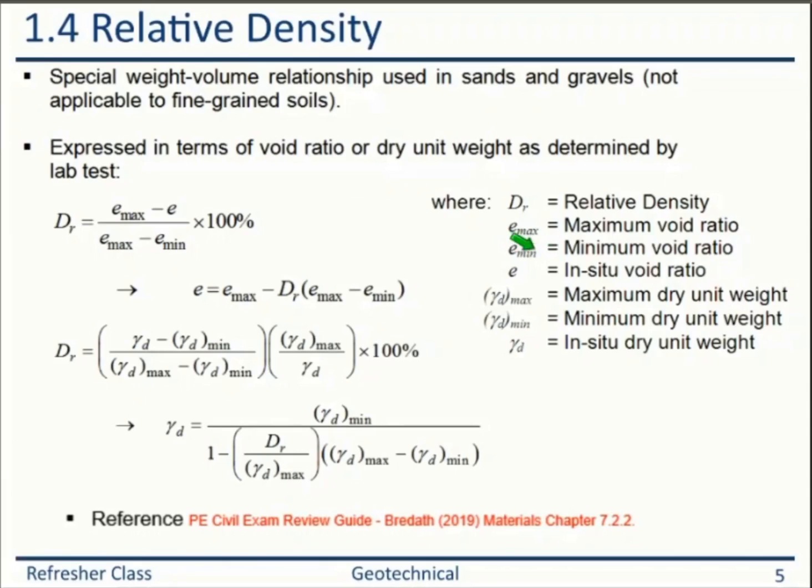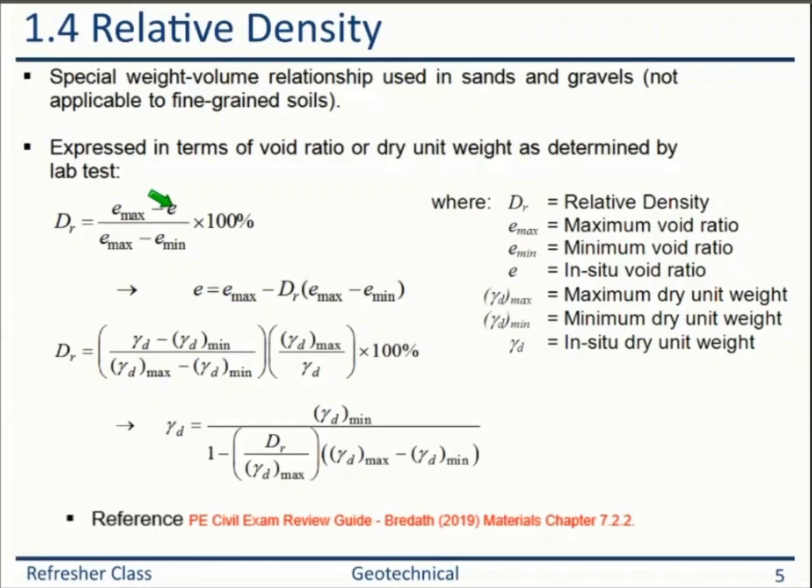So e minimum means the voids are very, very small, so soil particles are close together. This will give you a dense state. When you say e minimum, the soil is very, very dense. And when you say e maximum, soil particles are far away, there are big voids, therefore it will give you the loose state. Again, e max and e minimum are determined in the lab. This e is important for us. This e is the void ratio of the soil in the field.